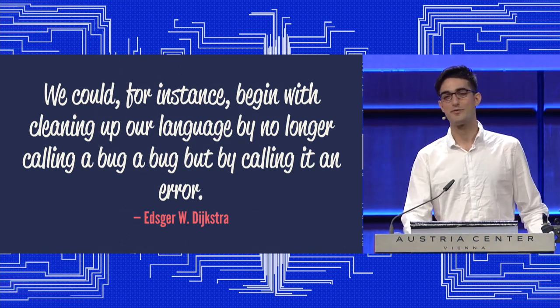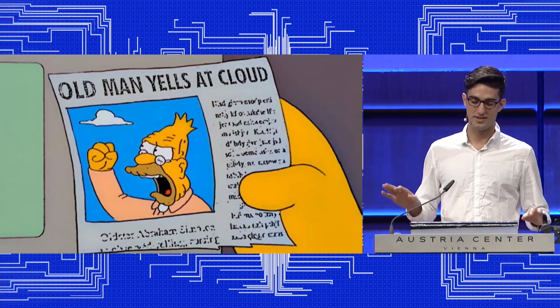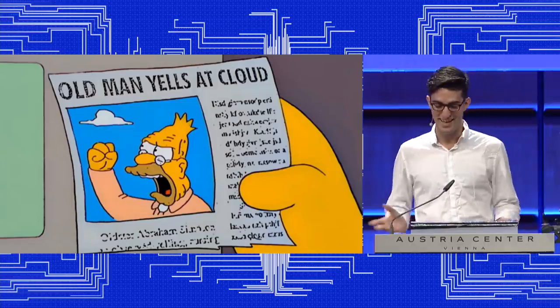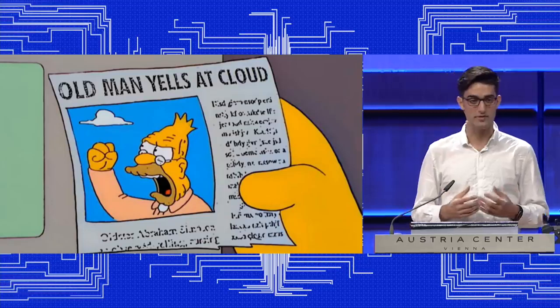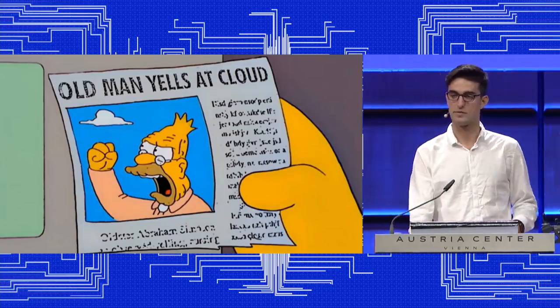So whenever I read Dijkstra or hear Dijkstra, I always think, okay, you're just an old man, you're yelling at a cloud, you're a grumpy person. But I think he's actually right about the terminology confusion, and that thinking about it in this way is useful.